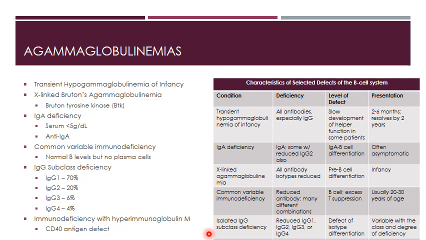So for these patients, it's usually more than one class. It's usually A and G. You're going to see a reduction in M overall, however. So there are many different combinations of reduced clones when you do your immunoglobulin electrophoresis.